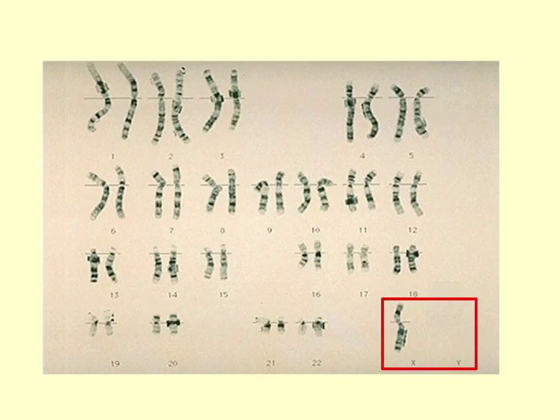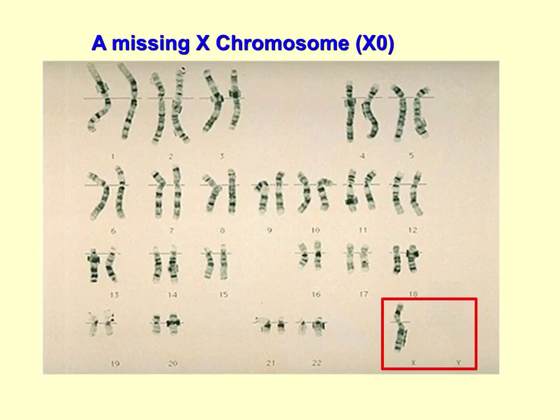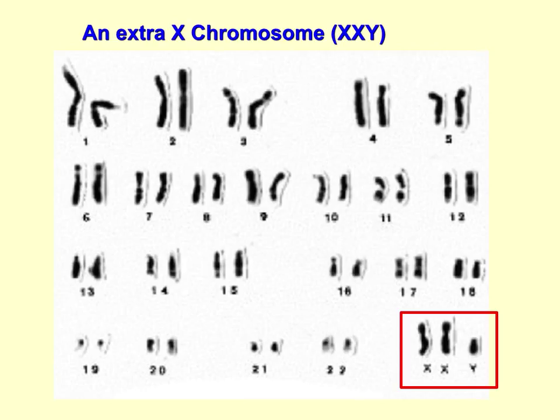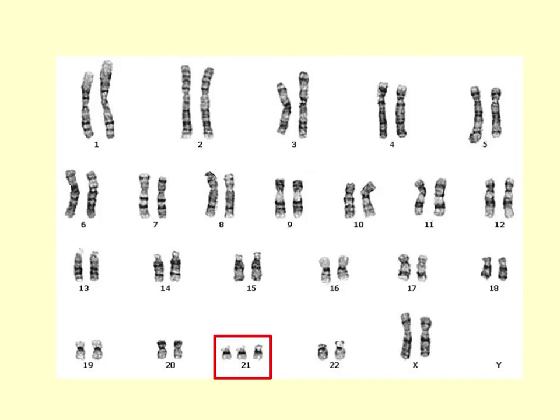What can you see is happening in this karyotype? It's missing a chromosome. What about here? It's got an extra X chromosome. And here, chromosome 21 has got an extra chromosome. So we call this Down syndrome, or it results in Down syndrome.